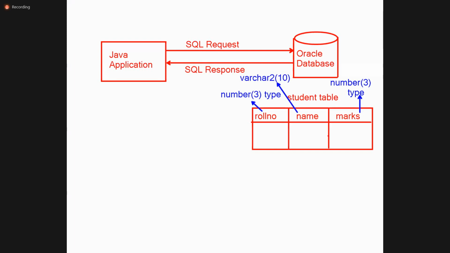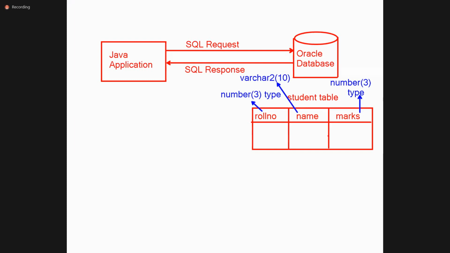Through a Java application, I'll send one SQL query to create a table. Then the table is going to be created in the database. That is our task. It is our Java program, equivalent to the SQL prompt. Through the SQL prompt also we can create a table, no? But our Java program is equivalent to the SQL prompt now.